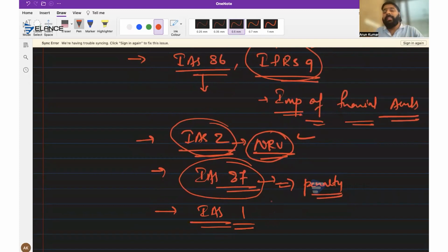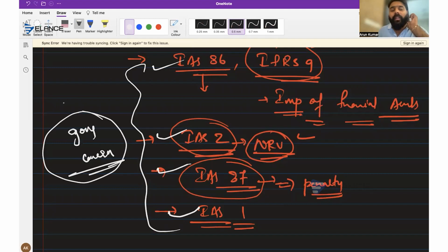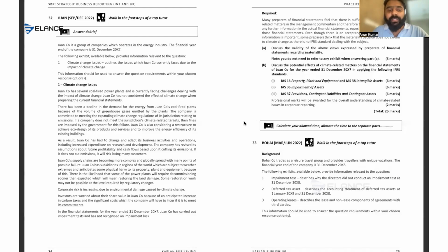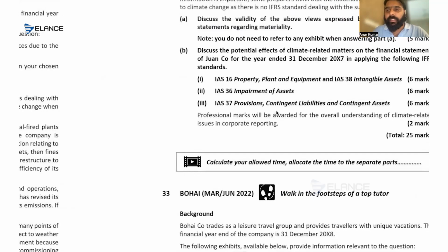In such a manner, many other standards relating to climate change need to be addressed. These are some of the main issues that we have to address: that is impairment, then impairment under IAS 2, then the provision part, as well as going concern. This is a very general topic, and that's the reason the examiner has given a sample paper on the same. Even if you look into this question, you will get the impact of similar standards that we have discussed right now. They have asked the impact on IAS 16, IAS 36, and IAS 37.